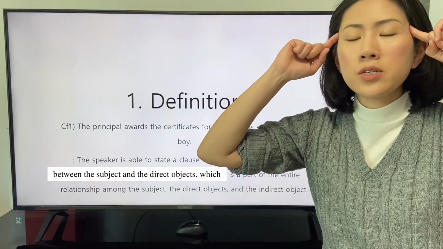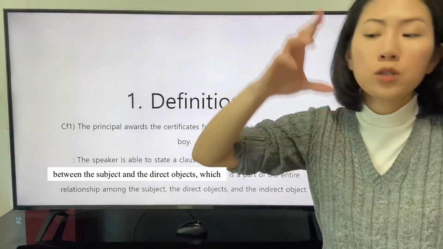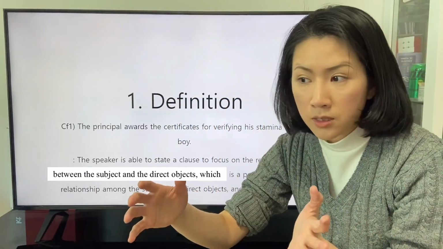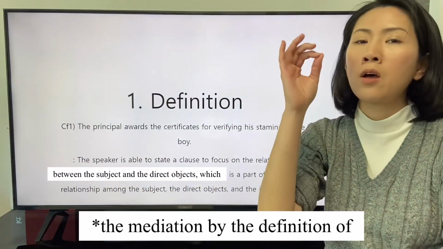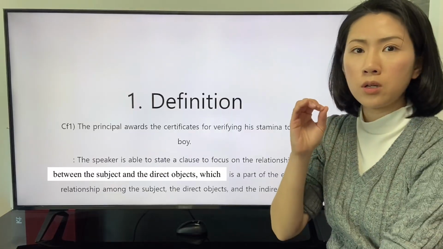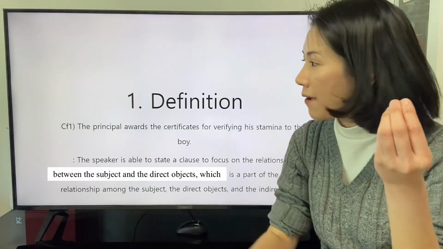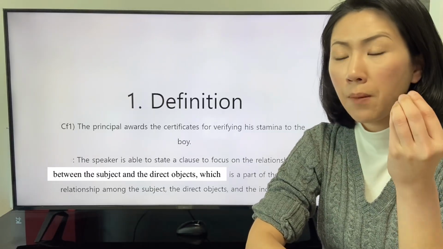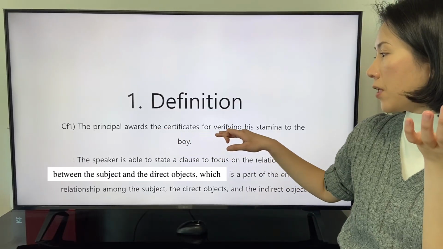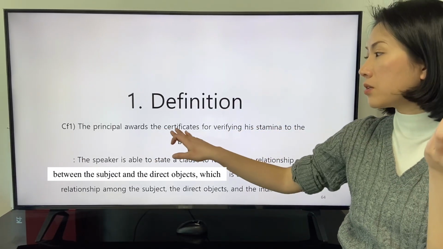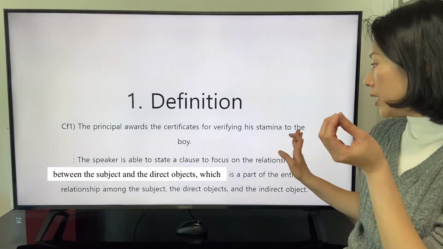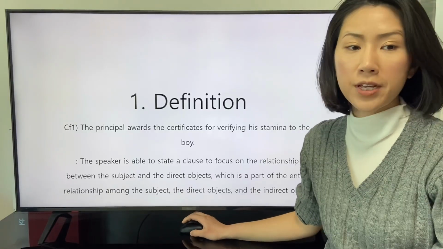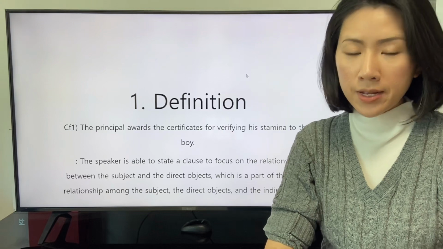The speaker who focuses on the conveyance from the subject to the direct object determines to reveal the relationship between the direct object and the indirect object with the preposition consistent with the definition of the transitive verb award. Because of the definition of the preposition to, the object of the preposition to, the certificate proposes the assumed the boy. There is a clause. The principal awards the certificate for verifying his stamina to the boy.